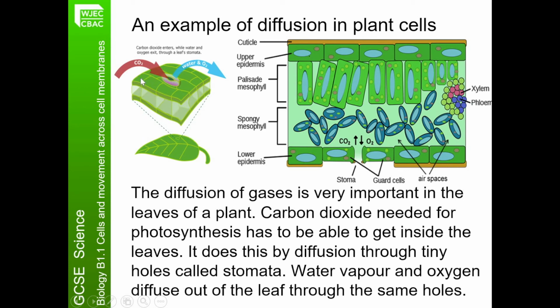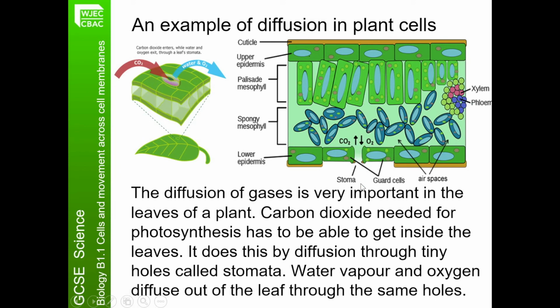So here's what they might look like on the surface, and this is a cross section. It does this by diffusion. So it's going to travel from where there's high carbon dioxide outside, to where the carbon dioxide level is lower because it's being used up in photosynthesis, inside these spongy mesophyll cells, and then further into the palisade cells. Water vapour and oxygen that is made during photosynthesis will diffuse in the opposite direction. Because it's high in concentration during the daytime where it's been made, it's going to pass out.